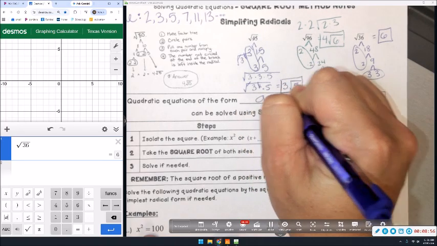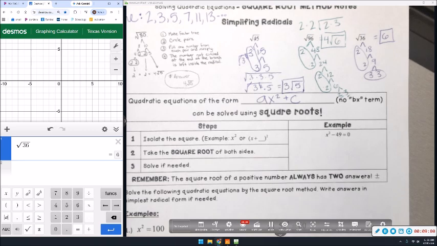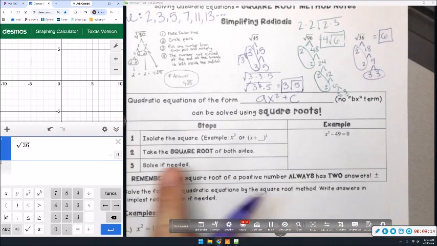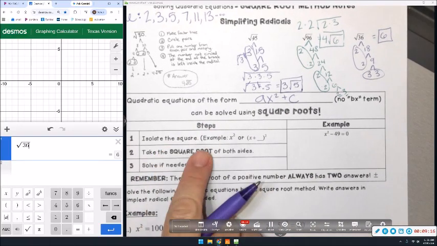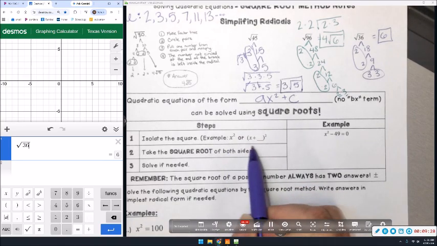So they have to be ax squared plus or even minus c. They can have a c and they can have a squared, like an x squared, but they cannot have just that bx term. Okay? And you could see it different ways, which you'll see here in a second, but this is the form. So it can be solved using the square root method. So here are our steps. Our first step is to isolate the square.